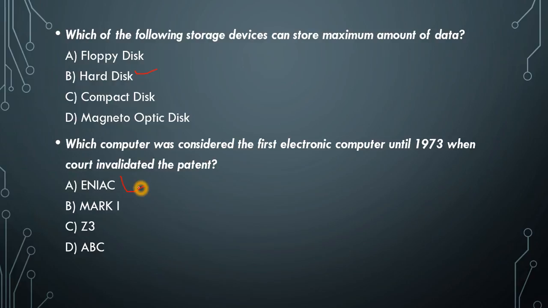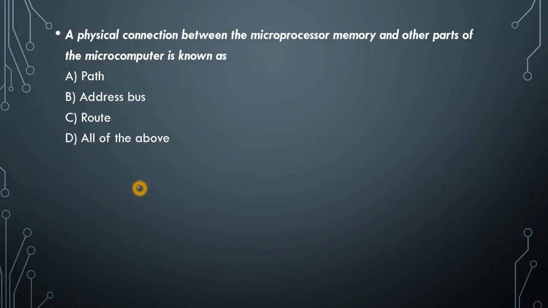So a physical connection between the microprocessor, memory and the other parts of the microcomputer is not known as path, is not known as route, it is known as address bus.